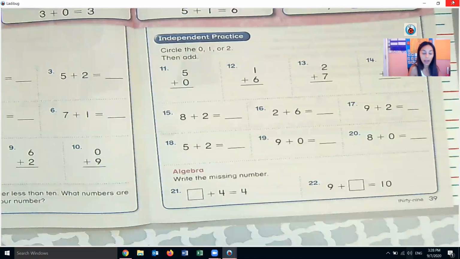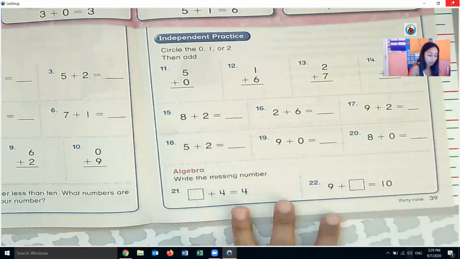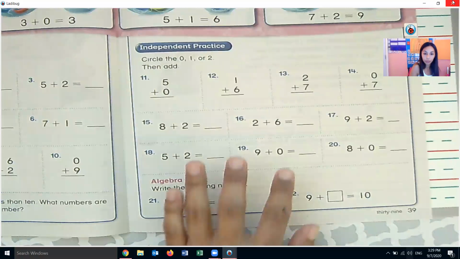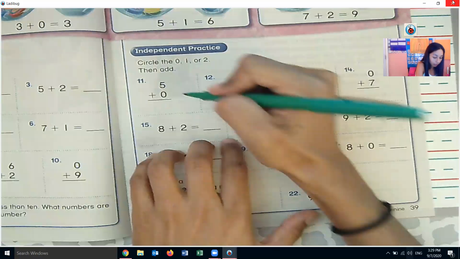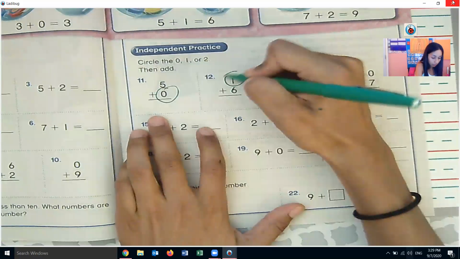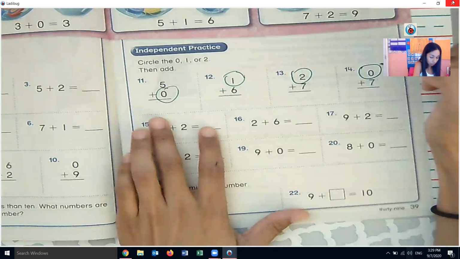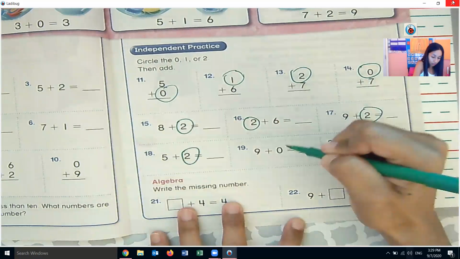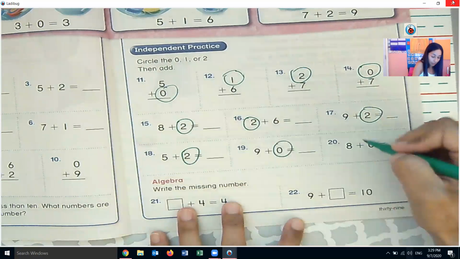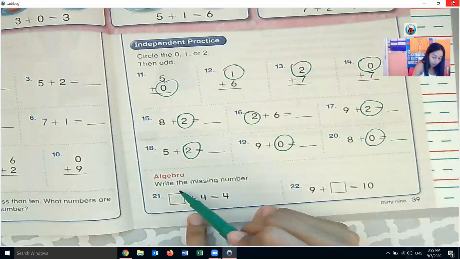So these are all adding 0, 1, or 2. So we want to circle that number being added, that quick number being added, 0, 1, or 2, and then we'll actually add. So I'm going to circle the 0 here, the 1 here, the 2 here, the 0 here. 2, 2, 2, 2, 0, 0. And then here I don't see 0, 1, or 2. So I'm assuming that's going to be these numbers.